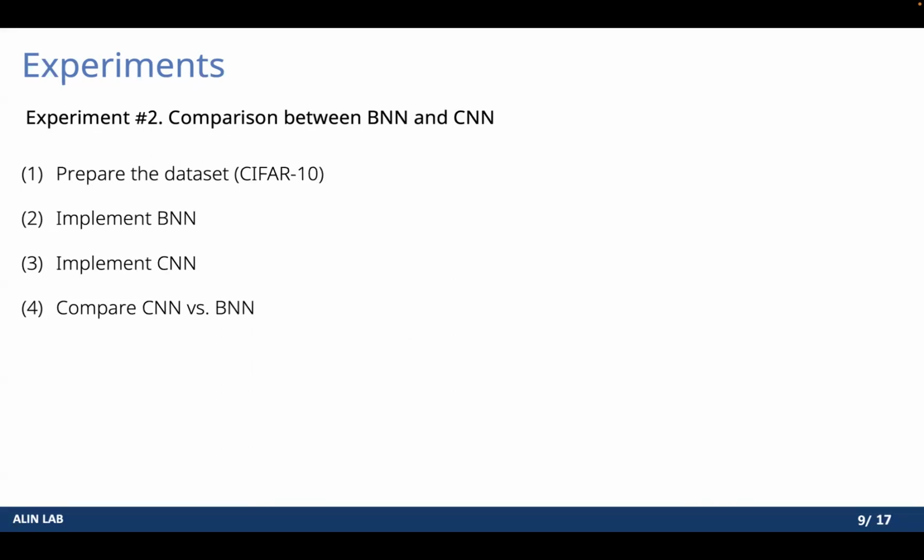In the second experiment, CNN was used as a baseline to compare it with BNN. CNN is a convolutional neural network that has strong learning capabilities in computer vision, especially in scene understanding. Therefore, we conducted an experiment using the CIFAR-10 dataset that is commonly used in computer vision.